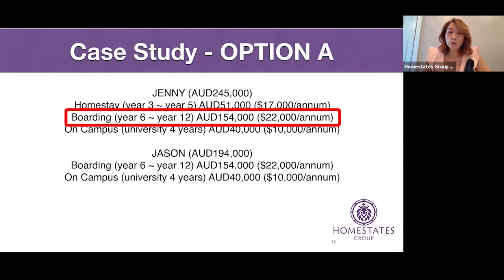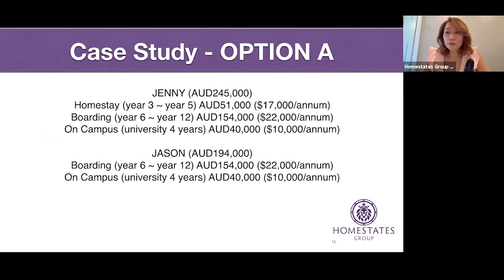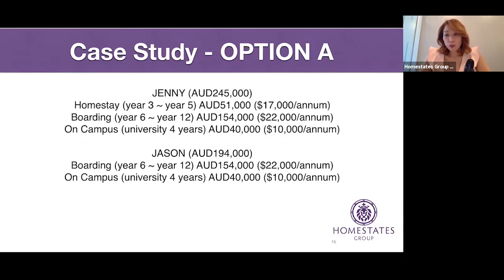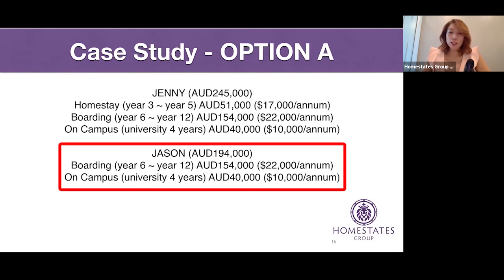Now, from year 6 to year 12, she will be boarding. So the average of $22,000 per annum is about $154,000. And then when she goes to university, considering she might live on campus and slightly cheaper, it's about 10 grand per year. So that's 40,000. Just Jenny, one kid alone, accommodation for her education journey will be 245,000. Now, Jason is slightly older when he gets here. So from year 6 to year 12 is the same as Jenny, and then assuming on campus is slightly cheaper, Jason will be 194,000.